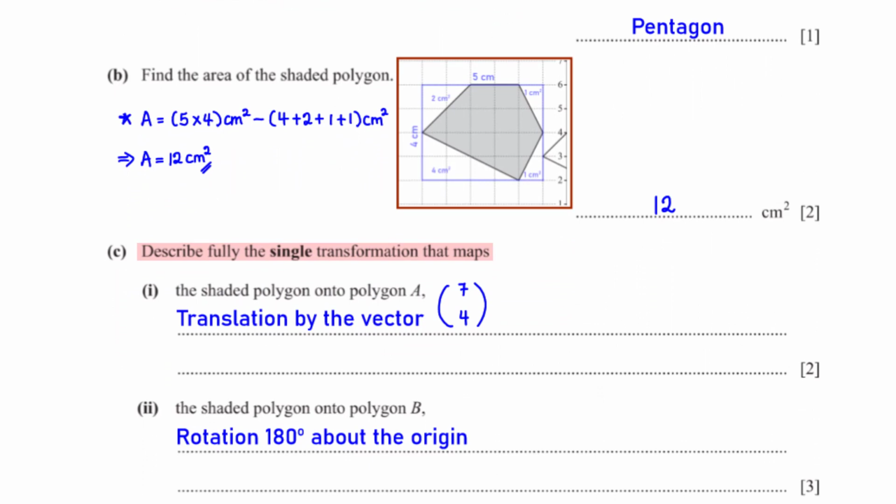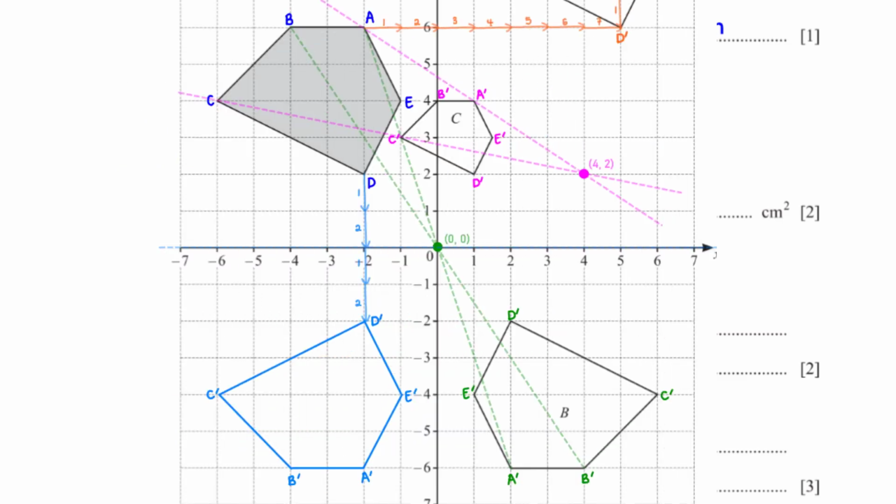Describe fully the single transformation that maps the shaded polygon onto polygon B. When we look at the shaded polygon and polygon B, we can tell straight away that this is a 180-degree rotation. So now we need to identify the center of rotation.